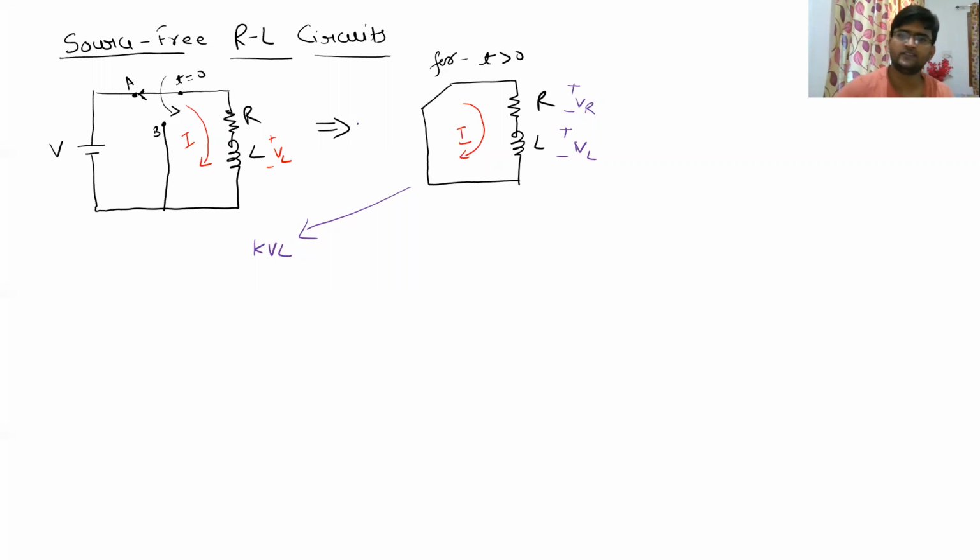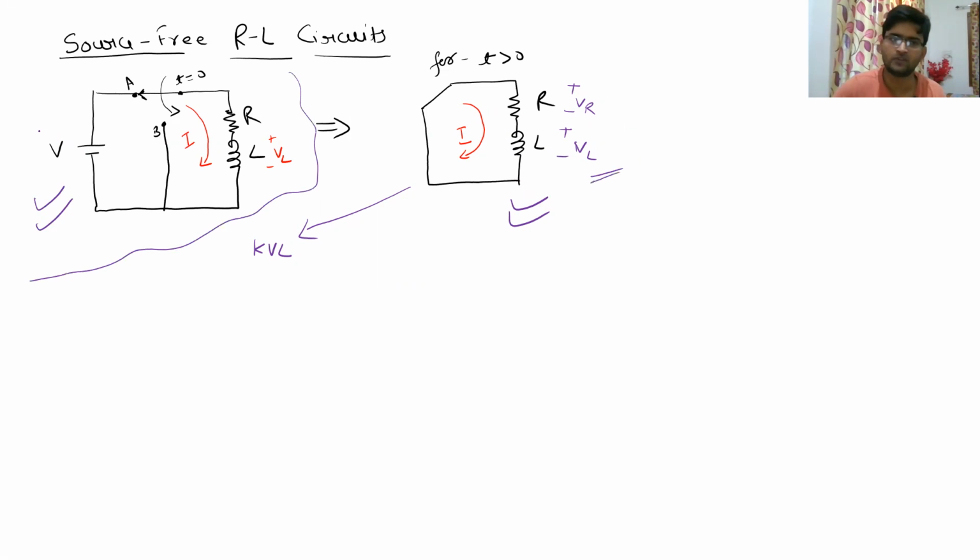Now, let us see this particular circuit, which is a source-free RL circuit. But before it was made a source-free circuit, this inductor was charged by this particular setup. So you just ignore this particular part. You just assume that this inductor was previously charged by a voltage source V. So that when you switch this circuit from A position to B position, what you will see is that the current I will initially start to flow and it will then decrease.